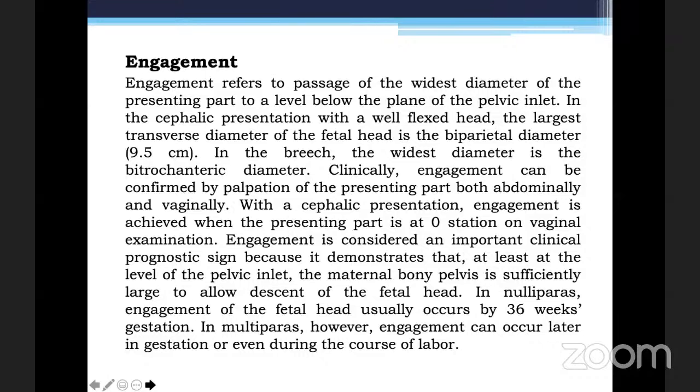In nulliparas, engagement of the fetal head usually occurs by 36 weeks gestation. In multiparas, however, engagement can occur later in gestation or even during the course of labor.